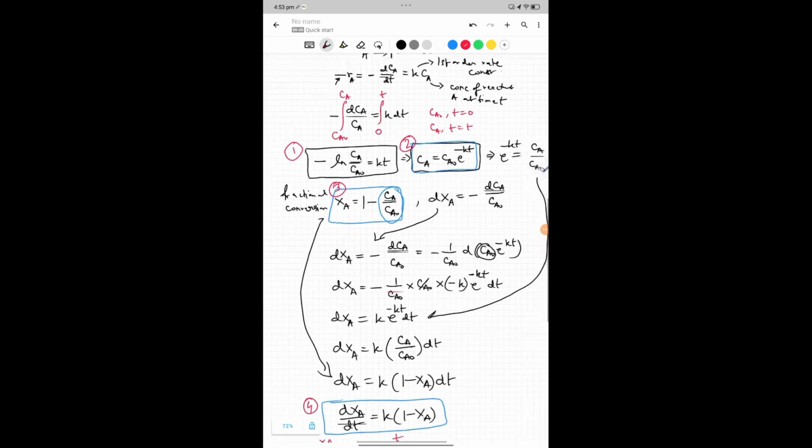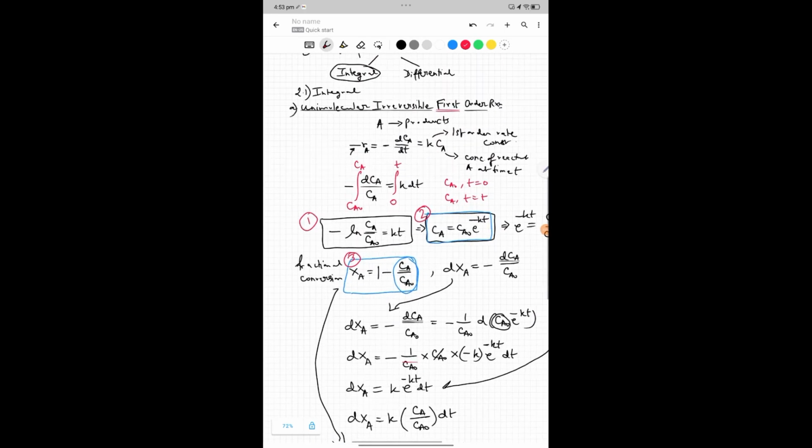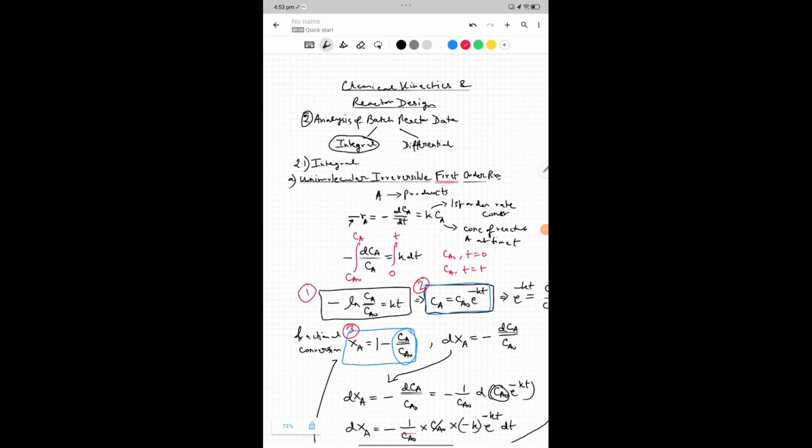Okay, so this brings us to the end of the first type of first order reaction, unimolecular irreversible first order reaction using the integral method. And we will see another type of reaction using the integral method before proceeding to the differential form.